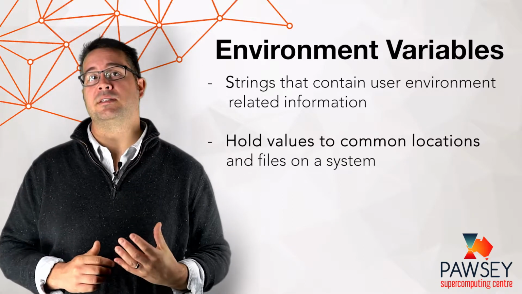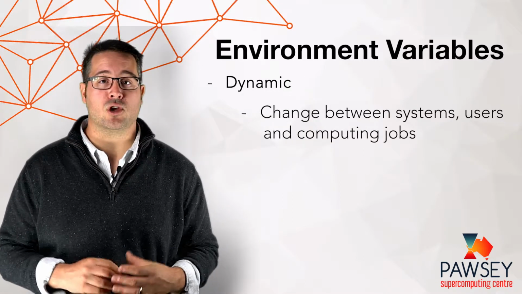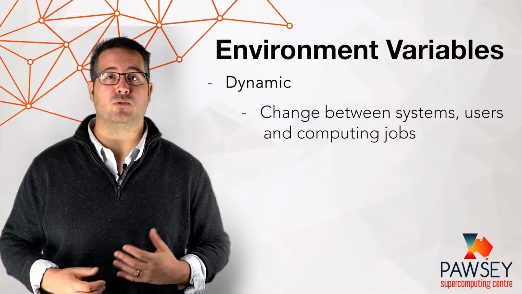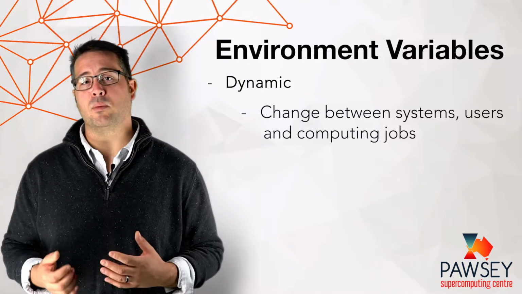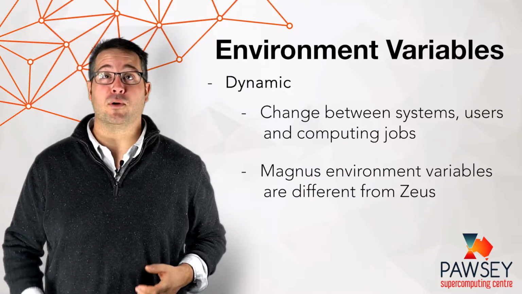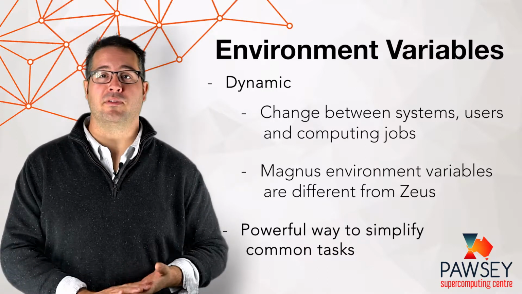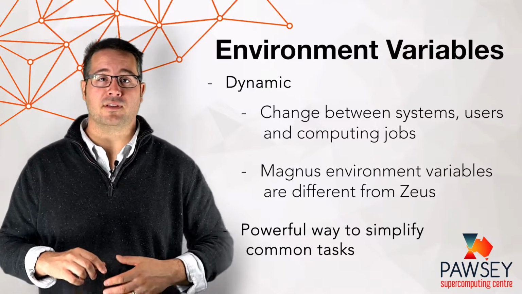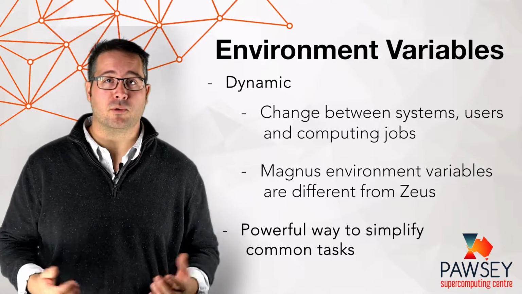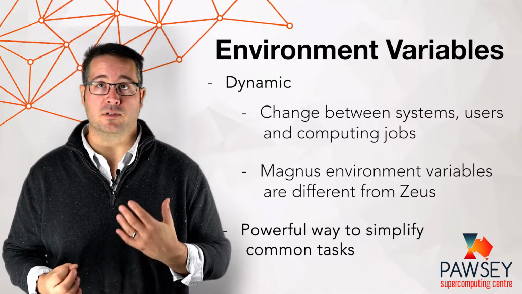One thing to note about them is they are dynamic. So these will change. You can change them on your system that you're currently logged into. They can also change between different systems. So the environment that you have on Magnus is going to be different than what you have on Zeus. The most important thing about them is they're a powerful way to simplify common tasks. So you might have things like long paths that you need to reference, groups of directories that you need to search through, and environment variables let you do this quickly and easily.